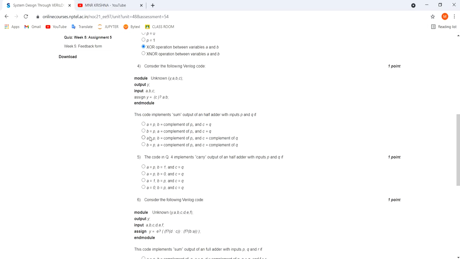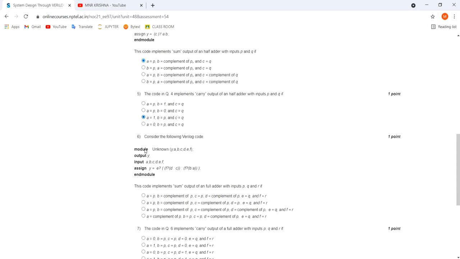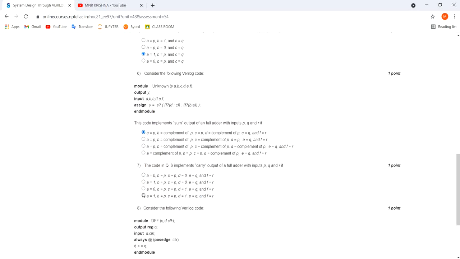There is no negative marking, that's why I'm giving random answers. For the 4th question I'm giving A, and for the 5th question I'm giving C. For no reason guys, these answers are for no reason. For the 6th question I think A. For the 7th question C.